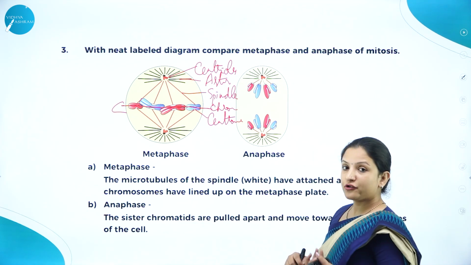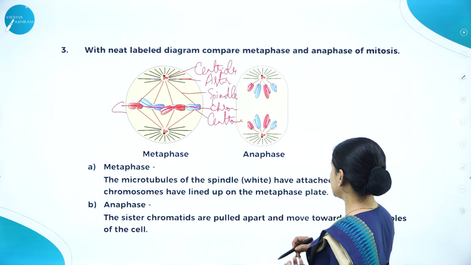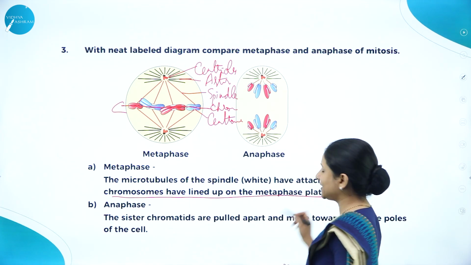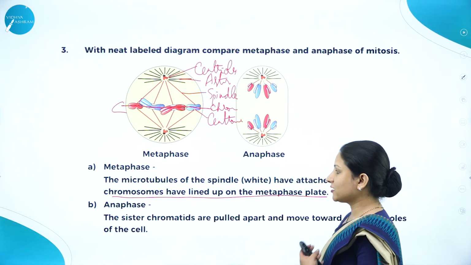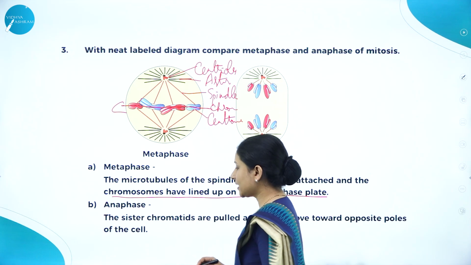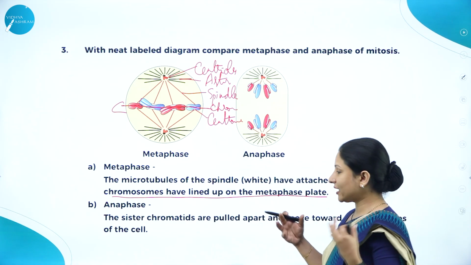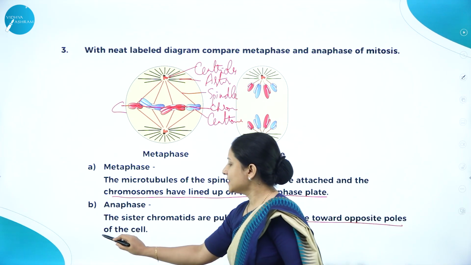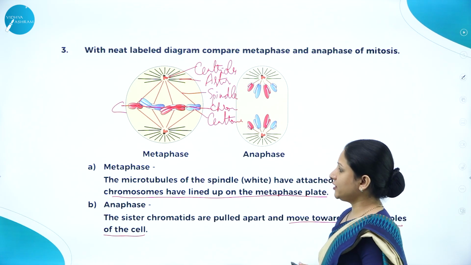Write a note on both of these. So in metaphase, the microtubules of the spindle fibers have attached and the chromosomes have lined up in the metaphase plate. Or if you just write that the chromosomes line up in the metaphase plate, that is also fine. In anaphase, what happens? The sister chromatids are pulled apart from the metaphase plate and they move towards the opposite poles of the cell. So much you need to write.